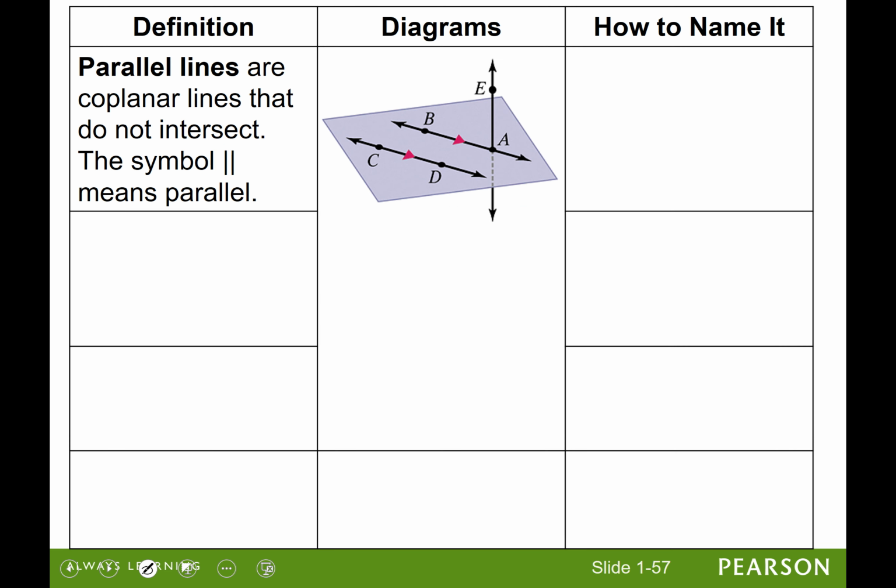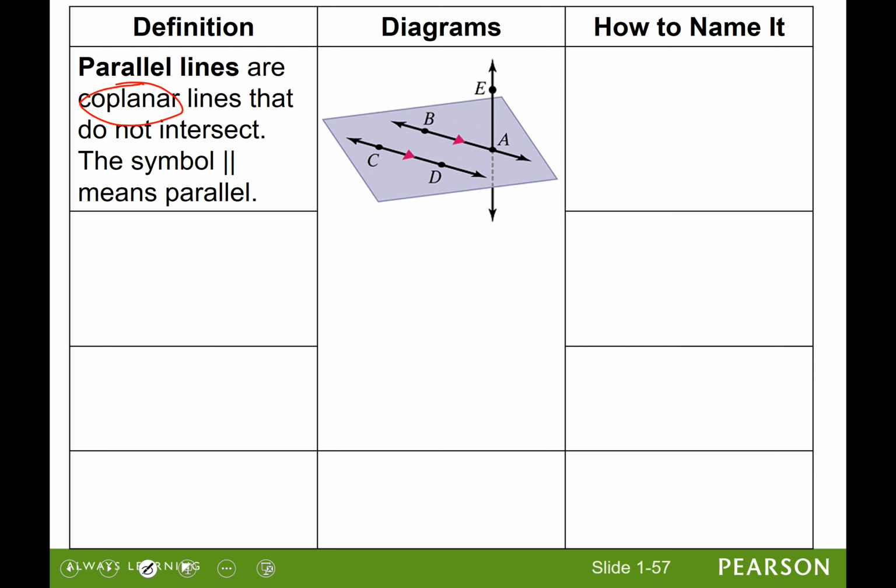All right, let's start with some definitions. First, parallel lines. They are coplanar lines that do not intersect. Coplanar means that they're in the same plane, okay? So you have to be able to draw them on the same piece of paper, in the same plane, coplanar.